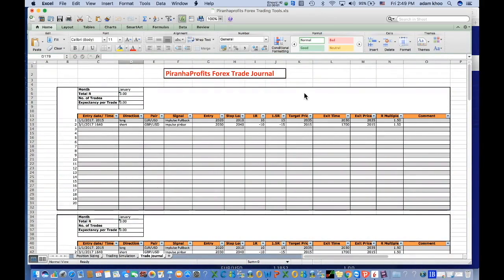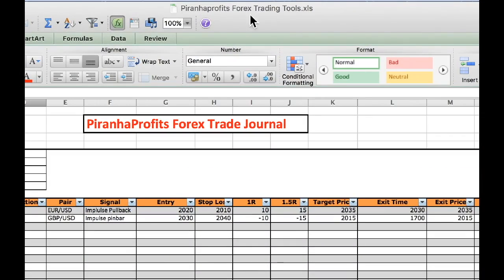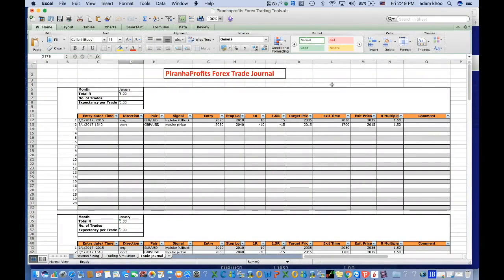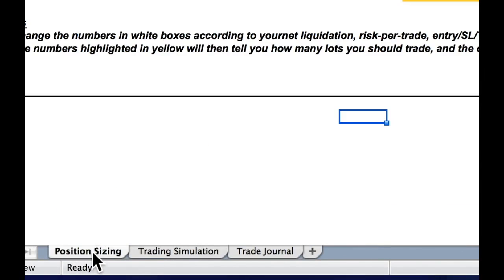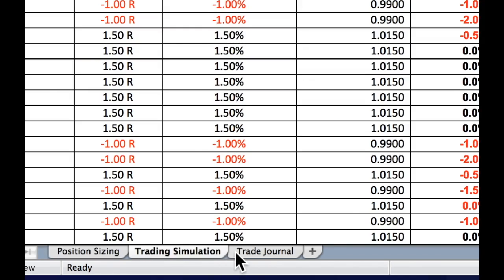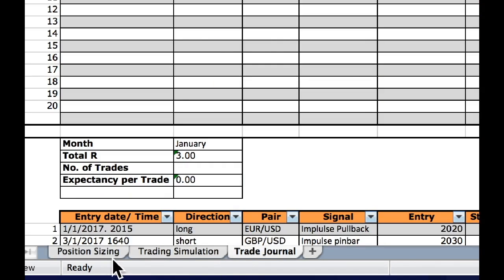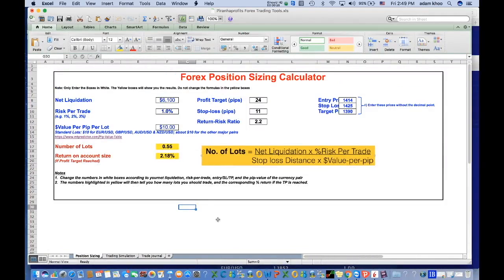Alright, so the next thing will be trading resources. As part of this package, you can download from the website the Piranha Profits Forex trading tools. In this Excel workbook, you can see there are 3 tabs: position sizing, trading simulation, and the trade journal. The first thing you can use is the position sizing calculator that I have over here. And again, you could choose to use the ones online as well.